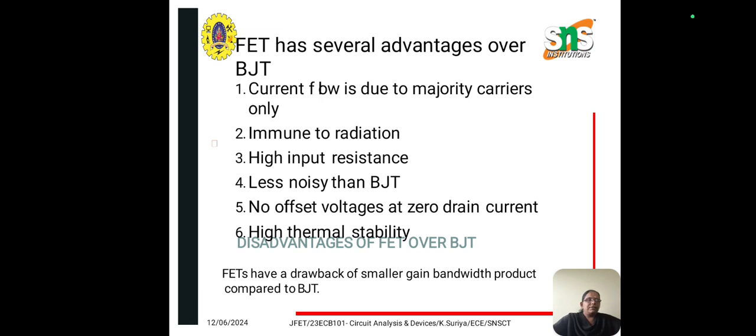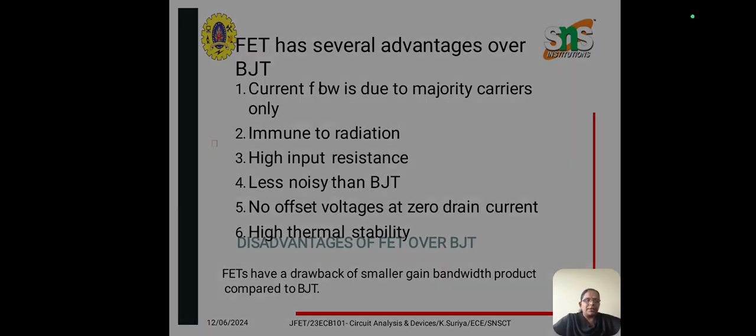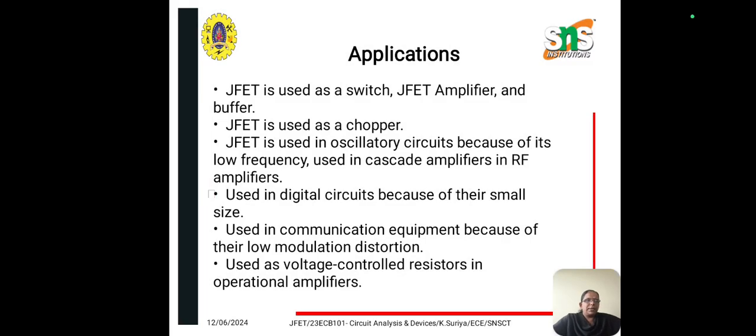FET has several advantages over BJT. The current flow is due to majority carriers only, and it's immune to radiation. It has high input resistance and it is less noisy. There are no offset voltages at zero drain current, and it has high thermal stability. A disadvantage of FET is a smaller gain bandwidth product compared to BJT. Next we'll see a few applications of FET.